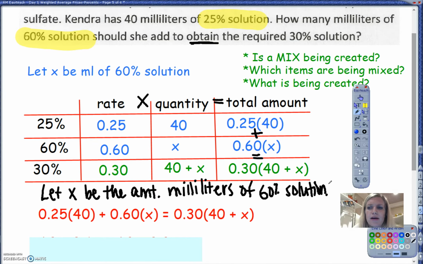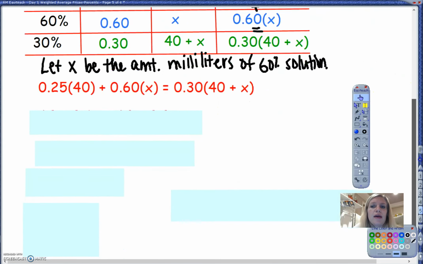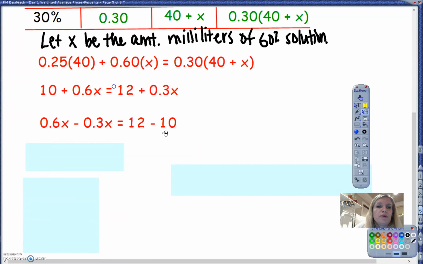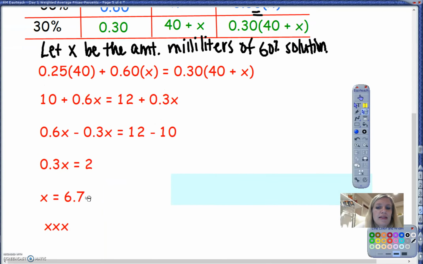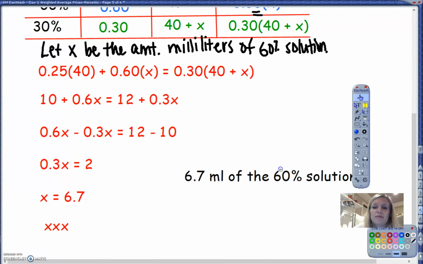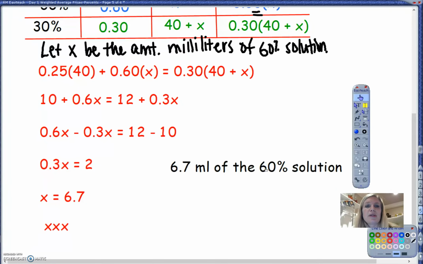It's connecting there. Okay, then I solve. I'm just going to show you how to solve it quickly. And that's it for today. Distribute, combine like terms, simplify, divide, and we get that. We write our sentence, 6.7 milliliters of the 60% solution. Okay, that's it.